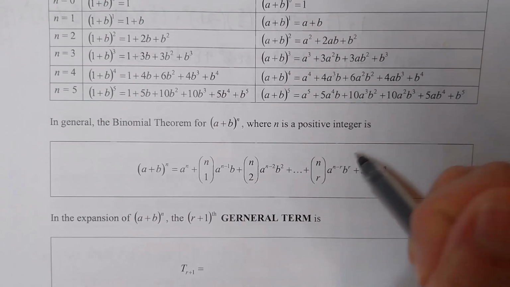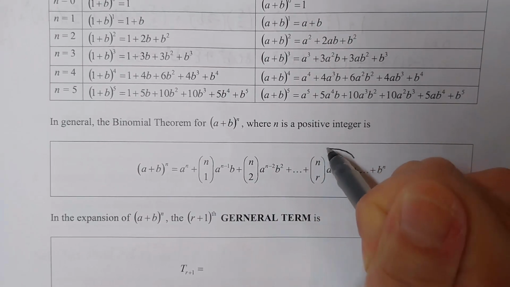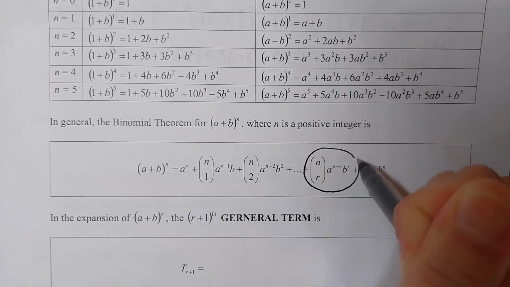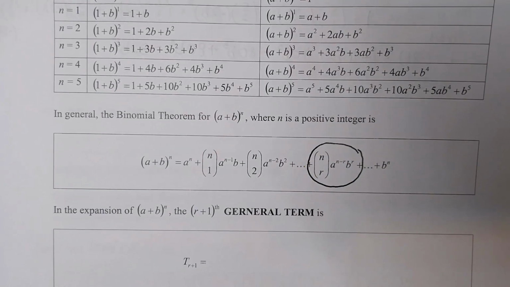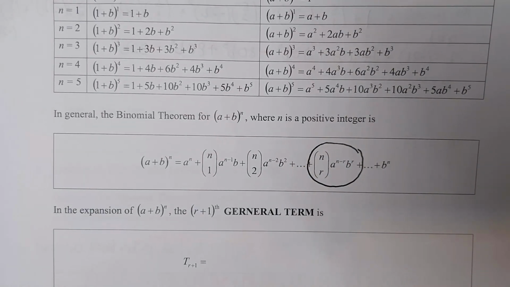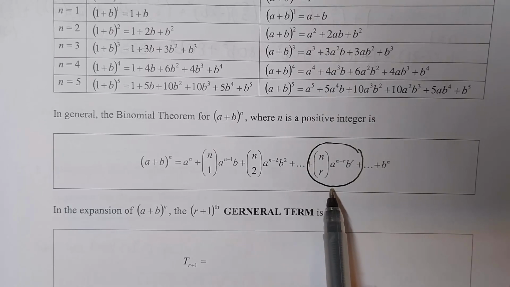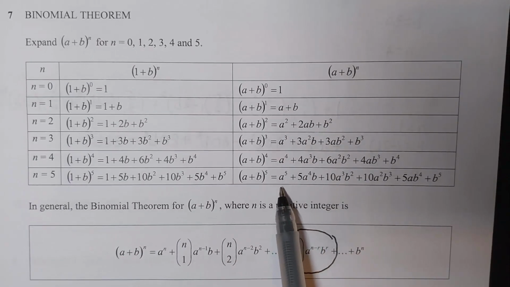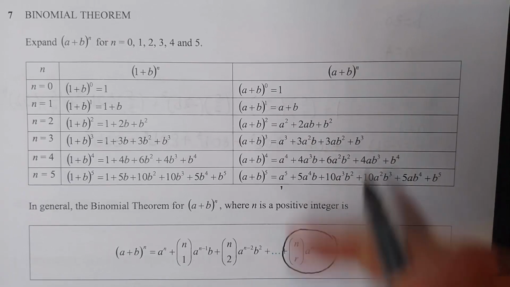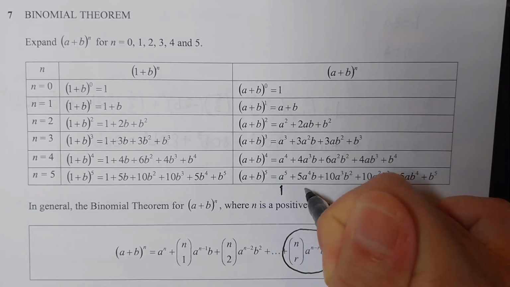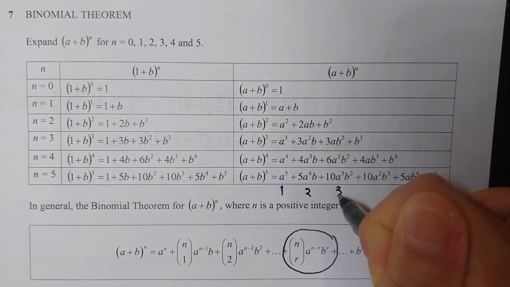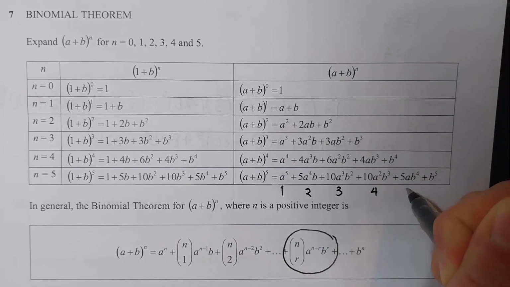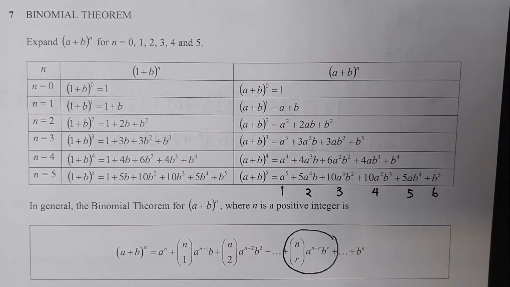But first, you see that in the formula given, there is this important term here. Now, this term is called the general term. So, this term will be the r plus 1 term. Now, what's the meaning of r plus 1 term? So, let us look at this example. So, this will be the first term. This will be the second term, third term, fourth term, fifth term, and sixth term.